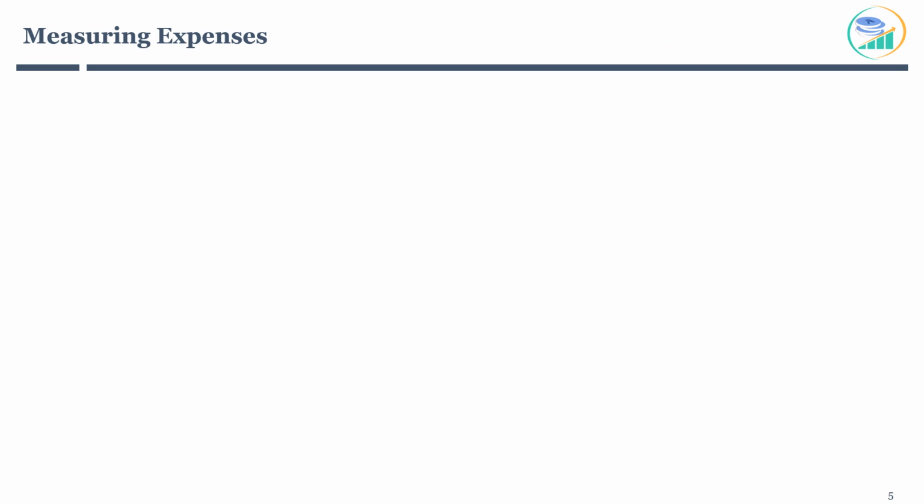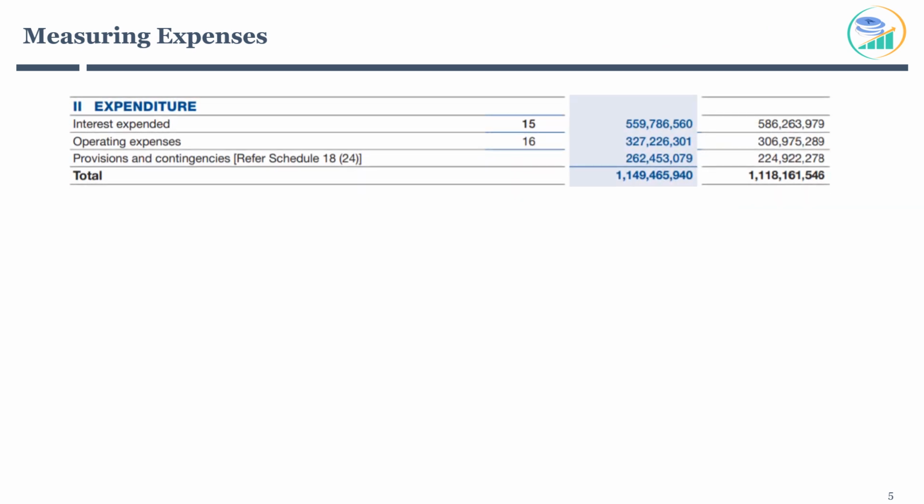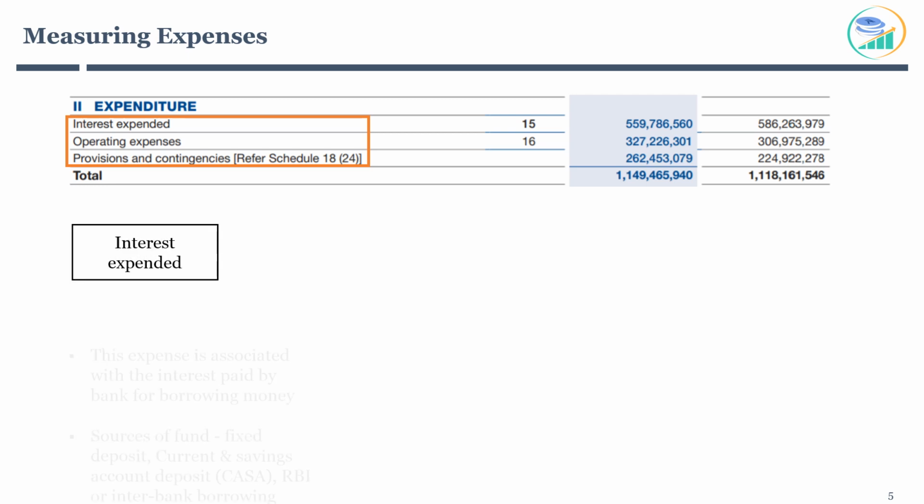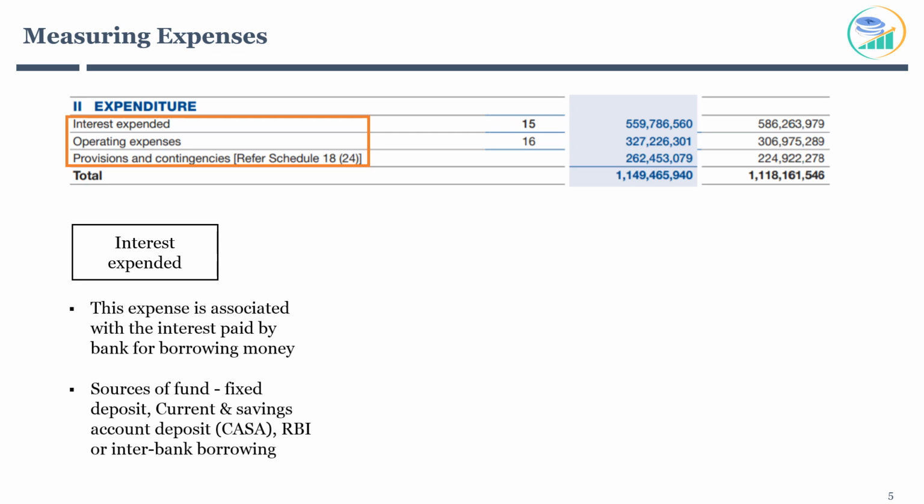Banks generally classify their expenses into a few line items. You will see similar line items for all banks under the expense category. It starts with interest expended. This expense is associated with the interest paid by the bank for borrowing money.